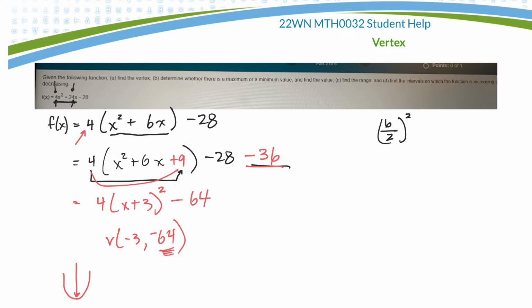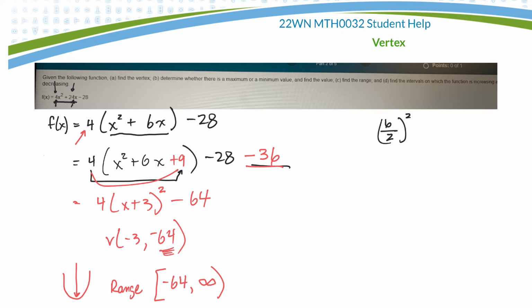What else does it want? The range. So the range is going to be the y values. The smallest y value will be negative 64. So negative 64. And can it include negative 64? Yeah, it'll touch that point, so I can put a square bracket on that one. And then it goes up to infinity. So that'll be the range.